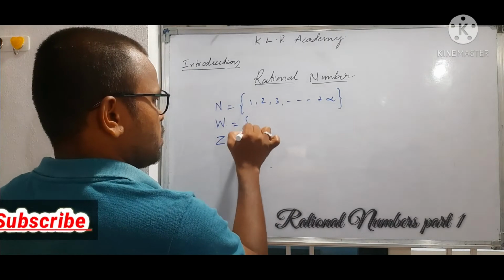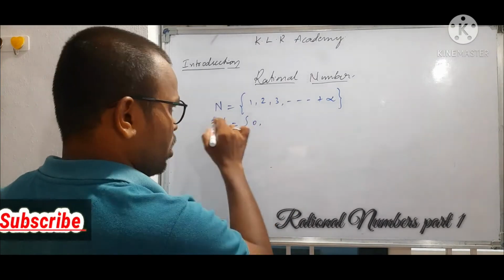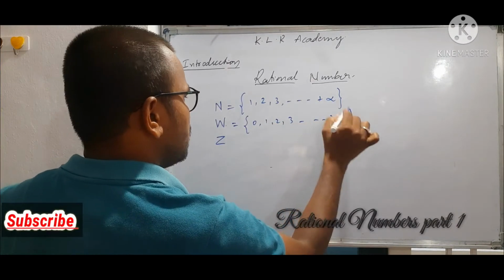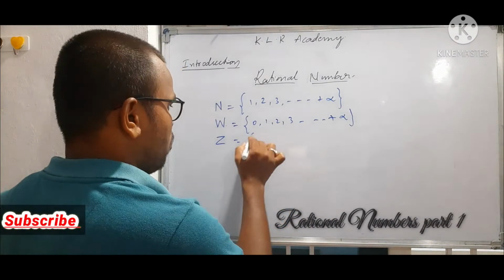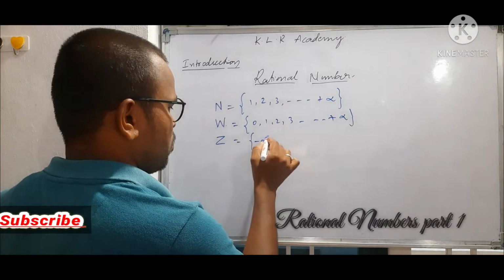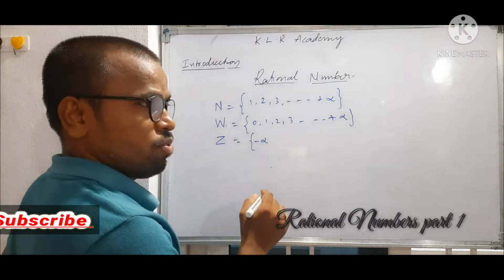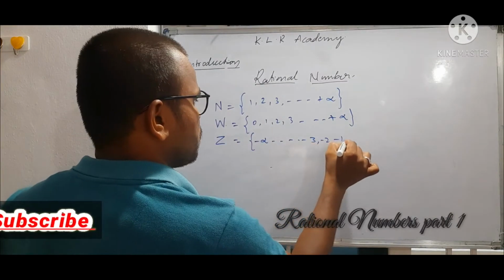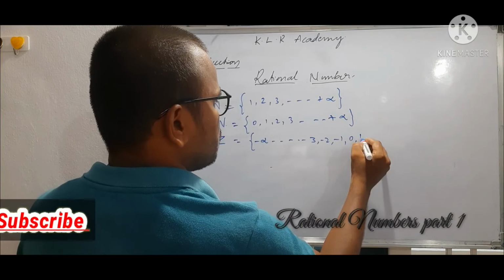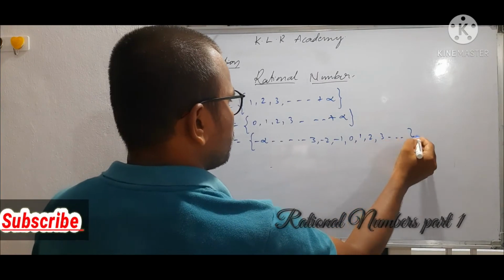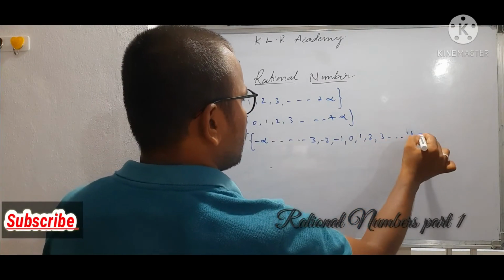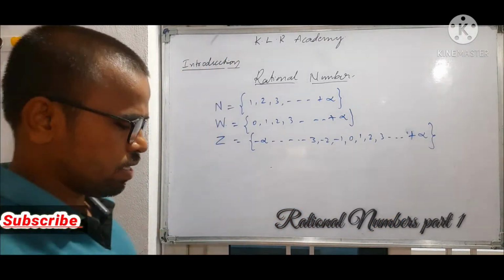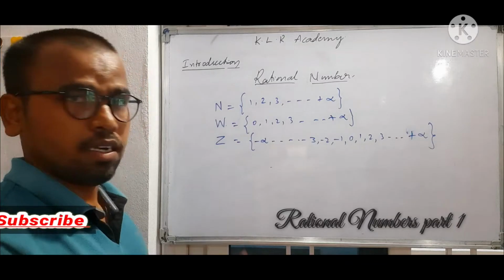And the set of all natural numbers including 0 can be considered as the whole numbers. And the set of all negative numbers, 0, and all positive numbers together we consider as the integers.